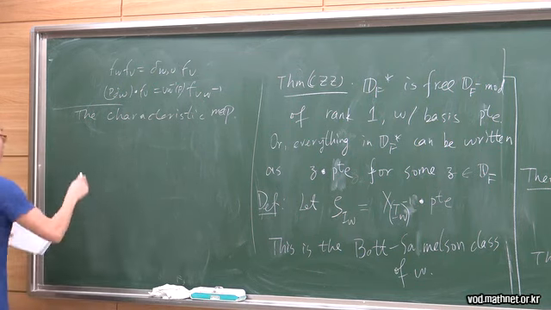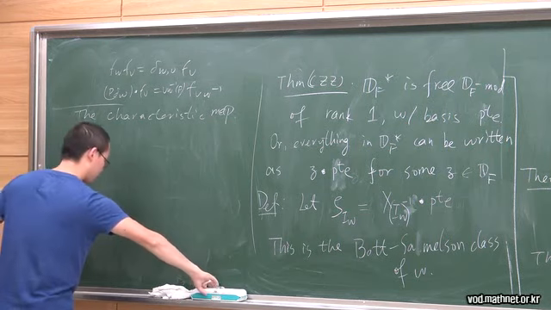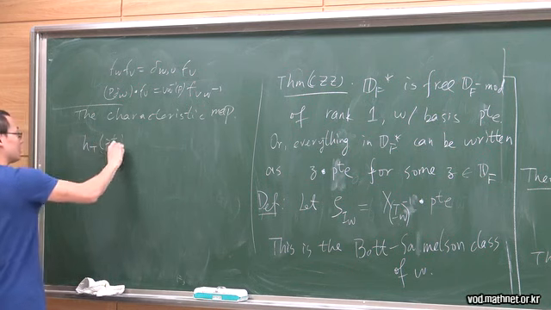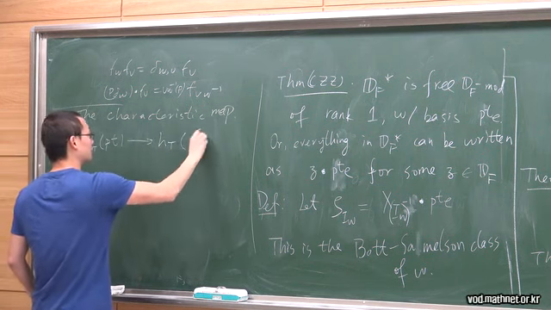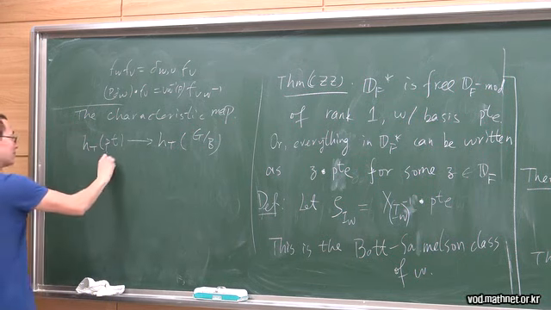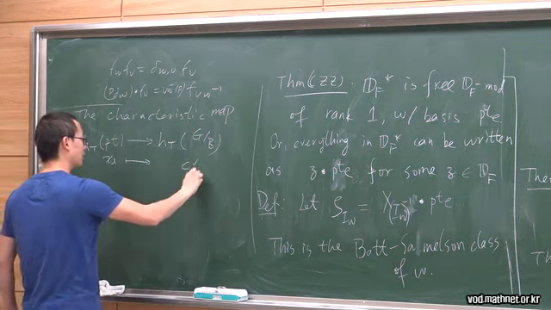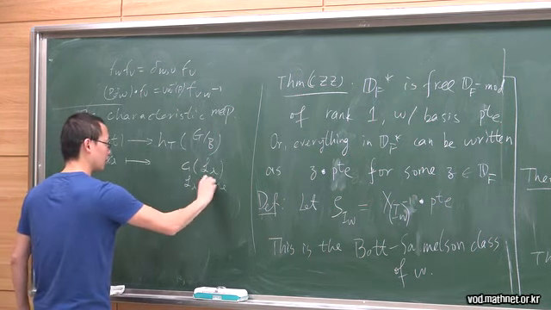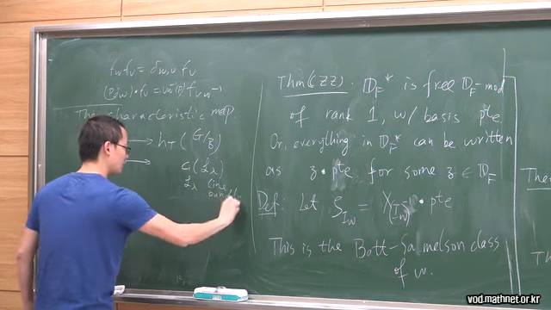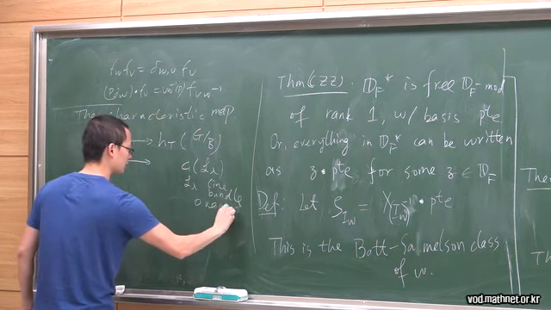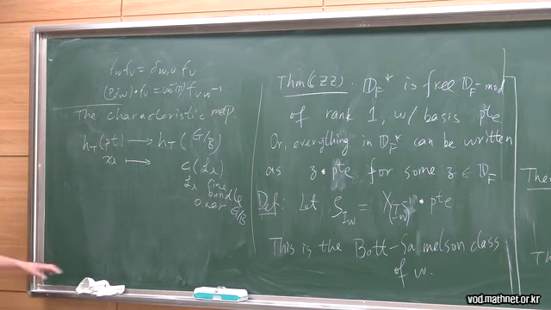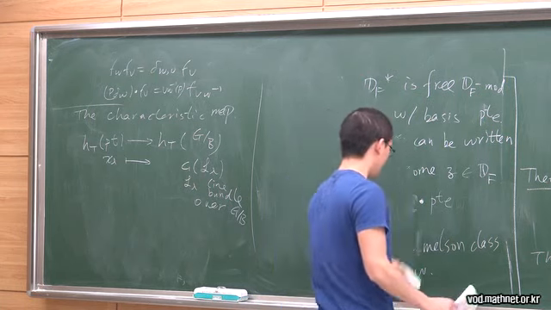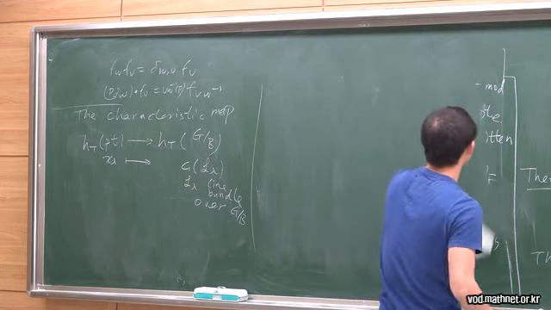Okay. So the characteristic map is defined geometrically as follows. If you have H^T of a point into H^T of G/B, so basically if you have x lambda, you send it to c1 of L lambda, where L lambda is the line bundle over G/B. That's the characteristic map geometrically. In this algebraic language, you can also define it and it agrees with classical results.